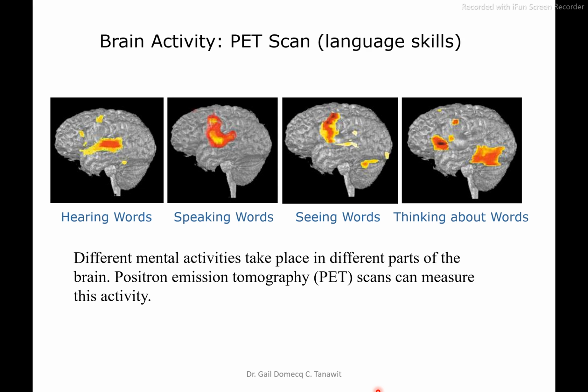So this is a PET scan view that would reveal the different areas responsible, for instance, in hearing words, in the temporal lobe; for speaking, in the Broca's area; for seeing words, it goes also into the occipital area, as well as in this area; then for thinking about words. So different mental activities will be taking place in different parts of the brain, and as revealed by this PET scan, it can measure this activity.